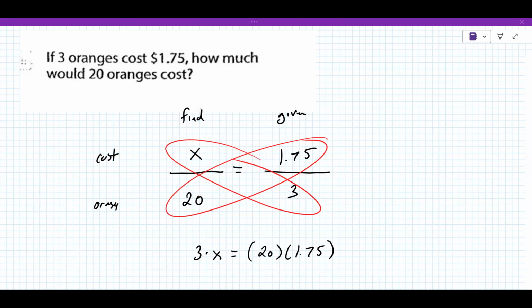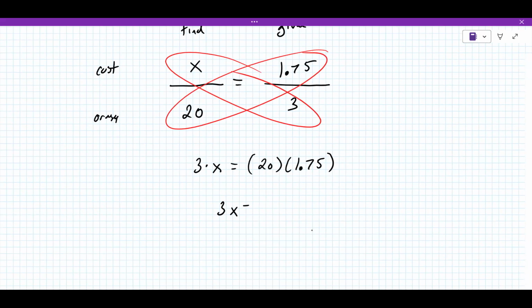Wait, what was the answer again? Because would it be 20.175? You're multiplying. Yeah, you're always multiplying 20 times. Okay. 20 times 175 is 3,500 divided by 3. Wait a second here. What is 3,500? It's 1.75, so that was a mistake. We're talking about money. That would make sense. Decimal point. Yeah. 35.